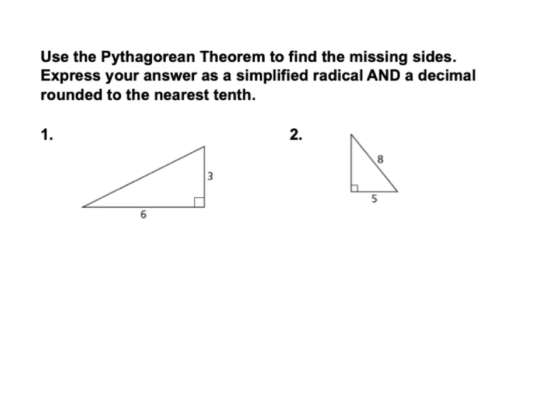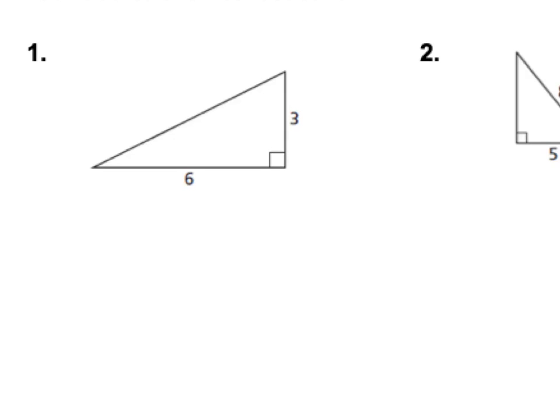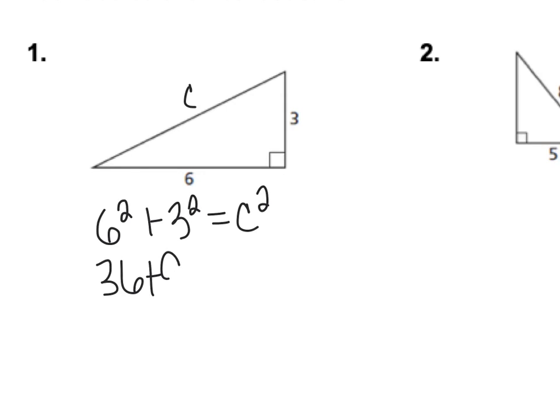To start out with, one of the things we want to make sure we review is how to use the Pythagorean theorem. If you notice, I have a right triangle here. I have a leg that is 6 units long, and I have another leg that is 3, and the hypotenuse is always across from the right angle. If I'm going to find the length of side C, I take A squared plus B squared equals C squared. So I'm at 36 plus 9 equals C squared, which gives me 45 equals C squared.